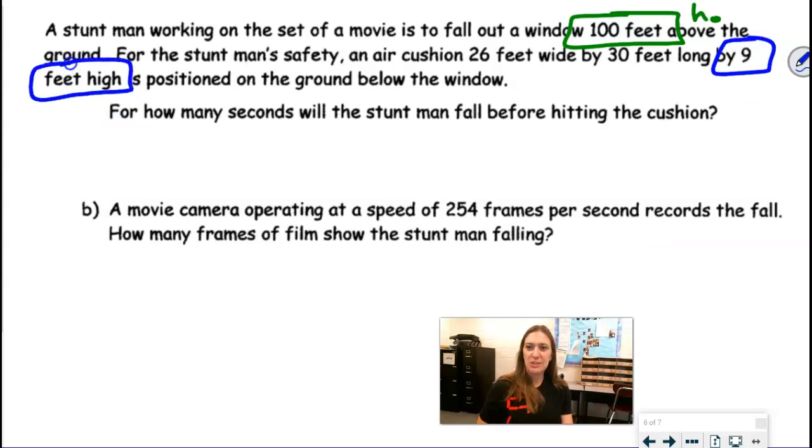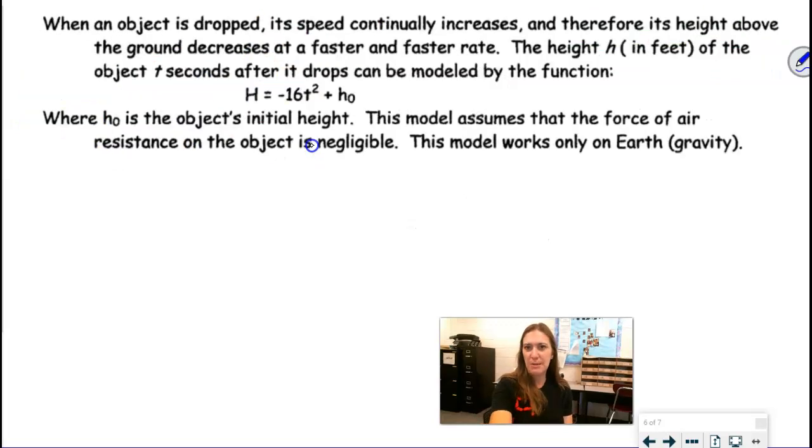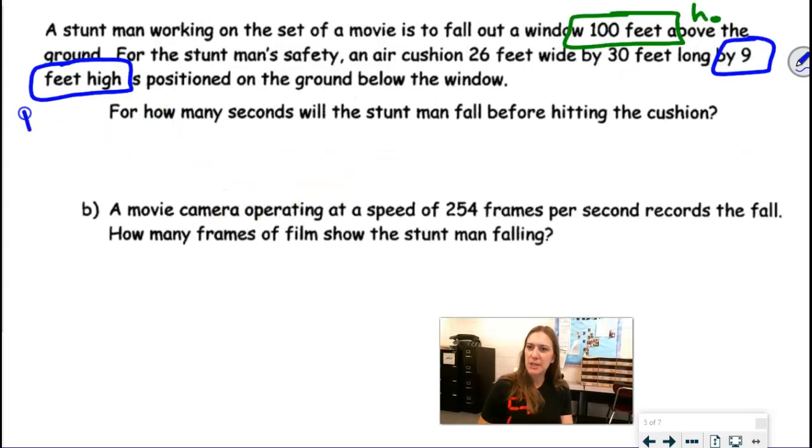So this position would be his final position, which I think they used a capital H. I want to use the same thing here. Remember, variables, they can use whatever they want. We have to know what they stand for. So they want to know how many seconds until he just touches the cushion. Obviously he's going to bounce into the cushion a little bit. They just want to know exactly when he's going to hit it. So we're going to set up that equation.